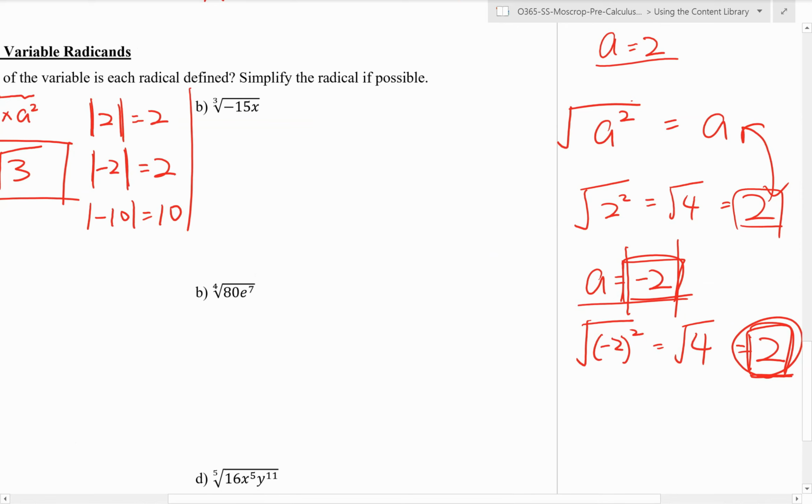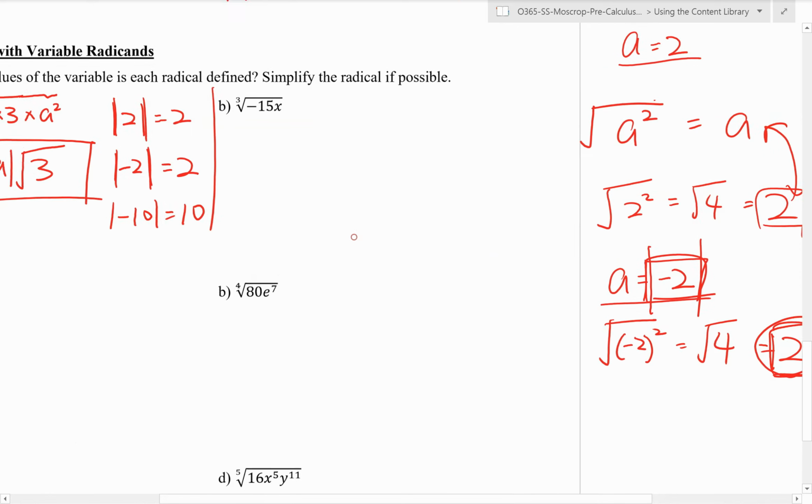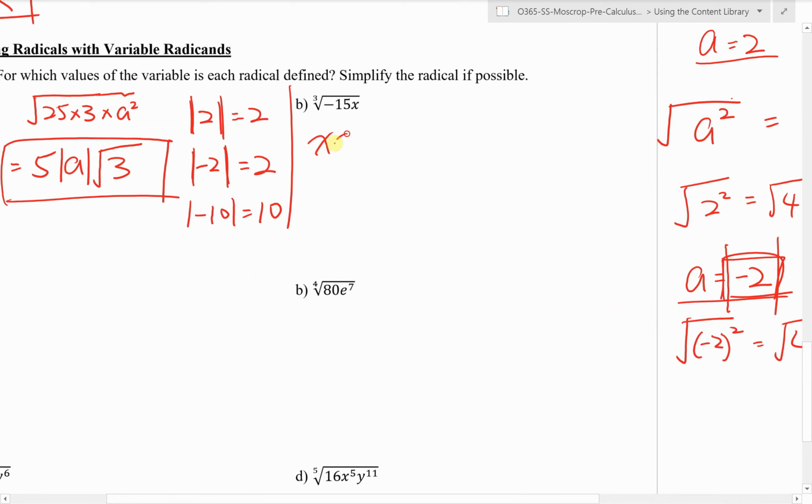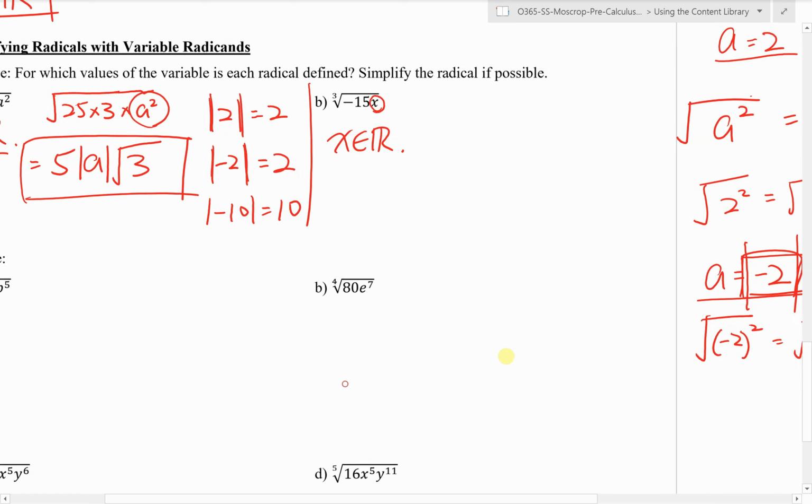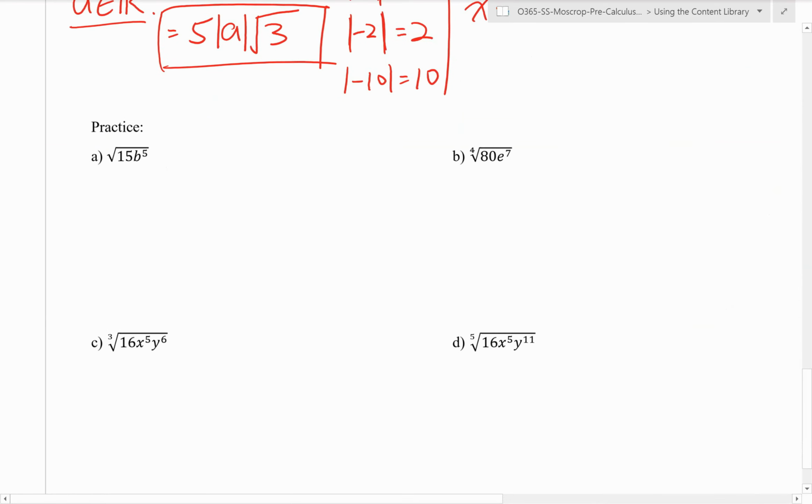Part B, for what value of x is this radical defined? Well, it's a cube root, so x could be anything. Can we simplify this? No, we can't. There's no perfect cube factor for 15. There's nothing we can do about it. And this is just x. We need to have at least x cubed to actually take out the x.